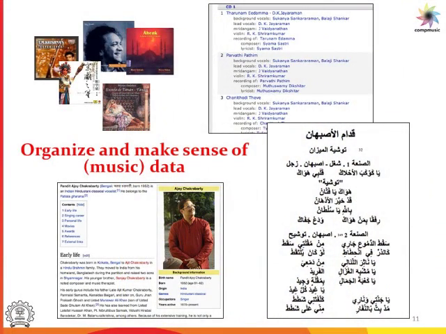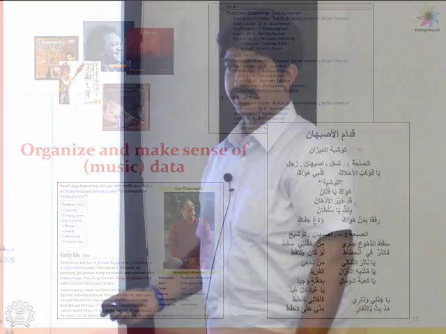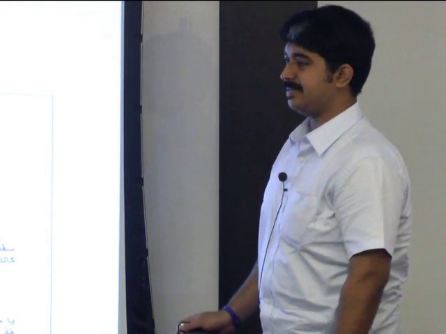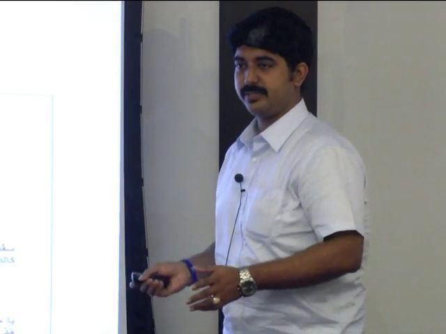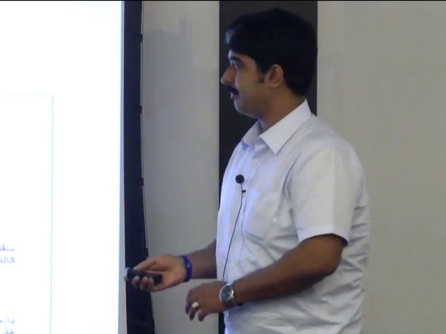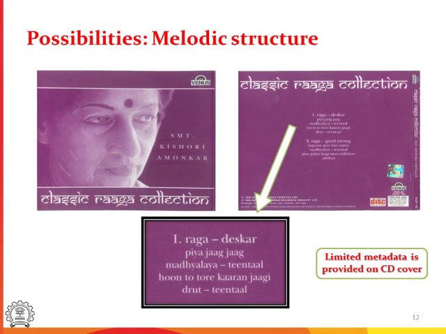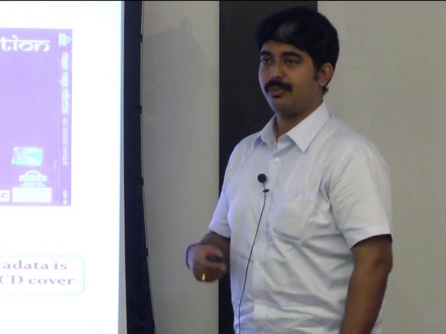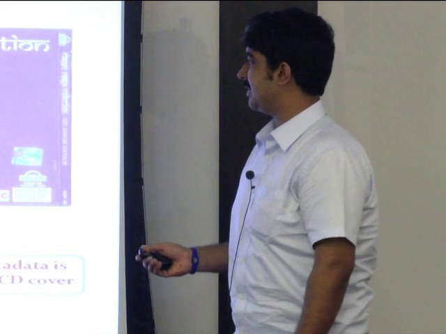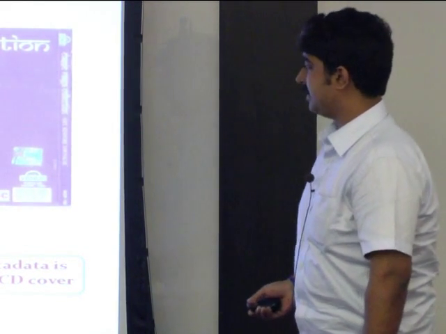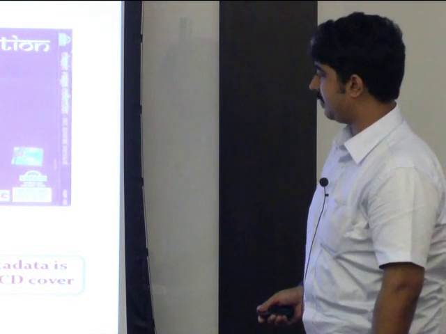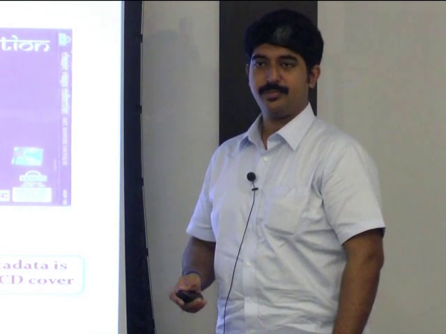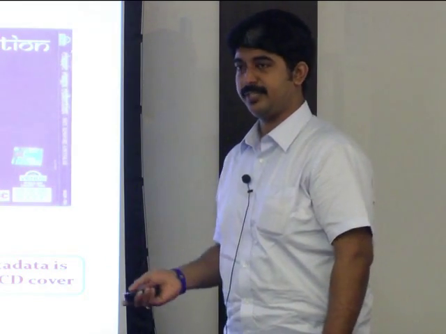And the main motive of this project is to organize and make sense of music data, may it be audio, which we are working on, or metadata, or text, or any semantic information. So we want to combine all this available information related to audio in a meaningful way. So one of the possibilities what we do, or I do as a musician, is a melodic structure analysis. So now the question comes, why do we have to do that if already the CD has this much information? So this metadata is limited. This has only, say, the name of the raga or name of the composition, but doesn't talk anything about the melody itself. So if we want to analyze the melody, we have to go into its features.